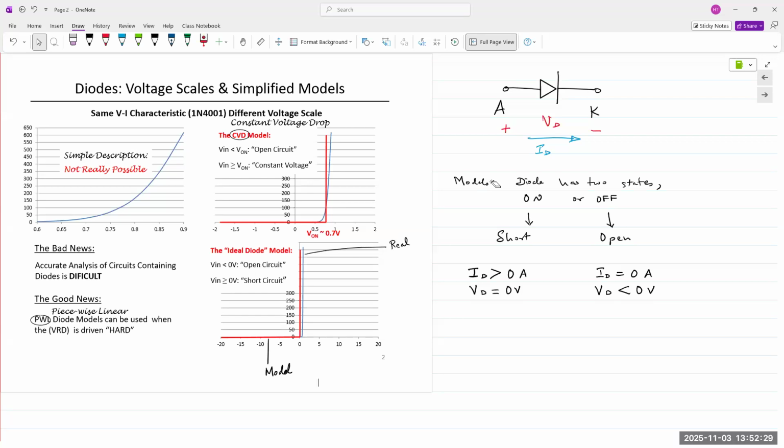The constant voltage drop is exactly the same as the ideal diode model. However, the CVD model takes the approximation a bit closer to a real life diode, because real life diodes require a certain amount of voltage to turn on. So the CVD model in reverse bias is exactly the same as the ideal diode model, meaning it is off.